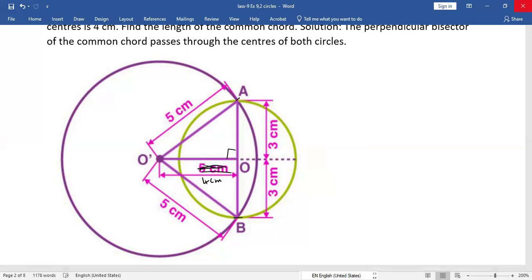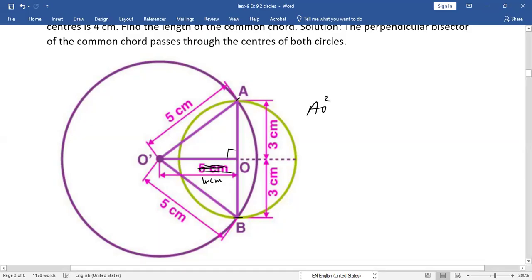Look here, we have to find out AO and OB. One thing you know, the line bisects the chord. OO dash bisects AB because it is perpendicular, 90 degrees.